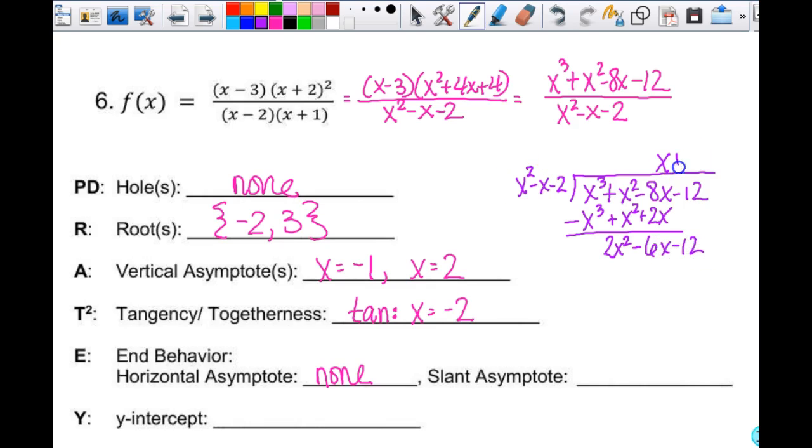X squared goes into here a positive 2 times. 2x squared minus 2x minus 4. And then really the rest of this doesn't even matter because that's my remainder. So I get y equals x plus 2.